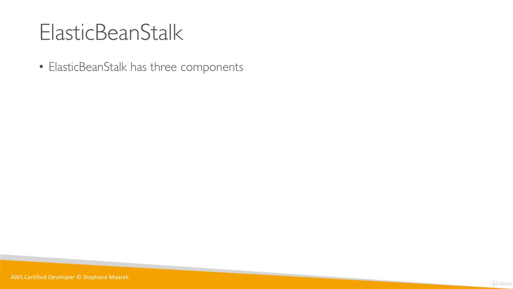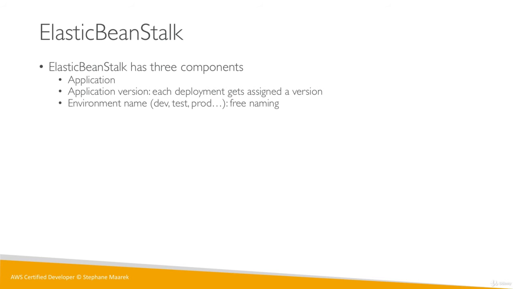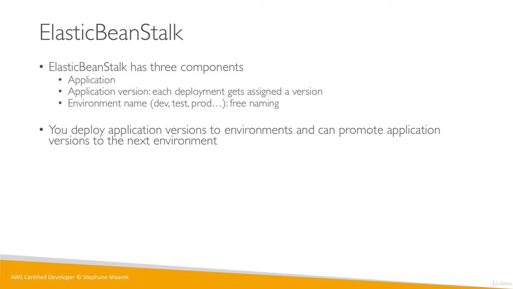So when we look at Beanstalk, and we'll see this in the hands-on, it has 3 components. It has an application version. Every time you upload new code, you'll get an application version. And environment names. So you're going to deploy your code to dev, test, and prod. And you're free to name your environments just the way you want and have as many environments as you wish. You're going to deploy applications to environments, and we'll be able to promote these application versions to the next environment. So that's the whole idea. We're going to create an application version, get it from dev to test to prod, etc.